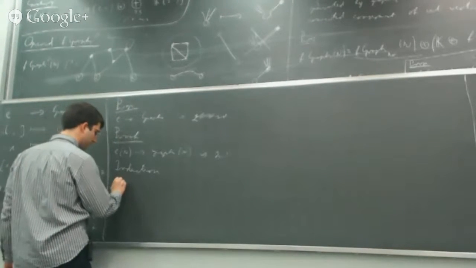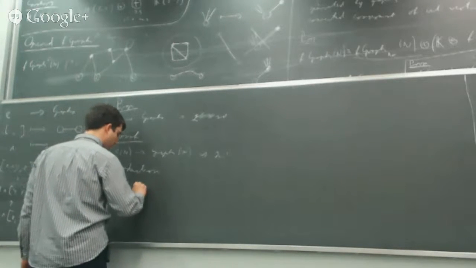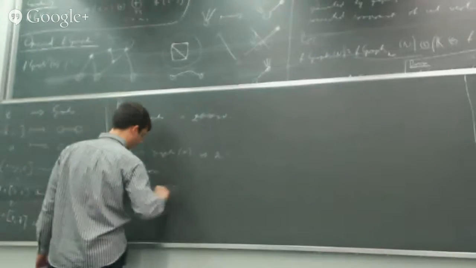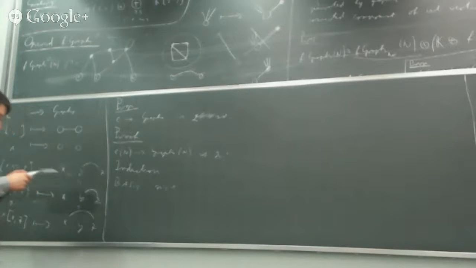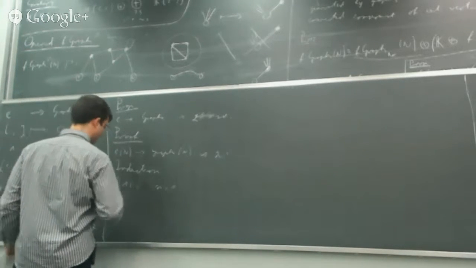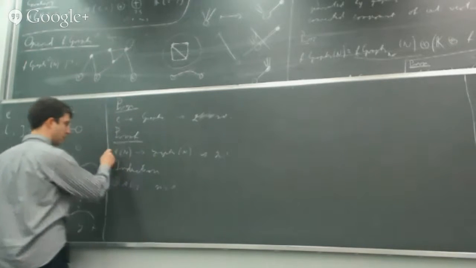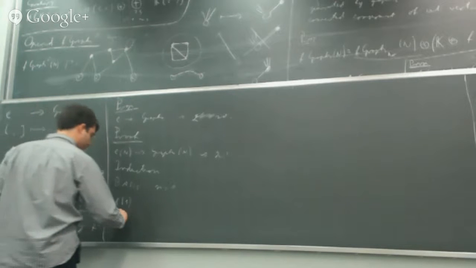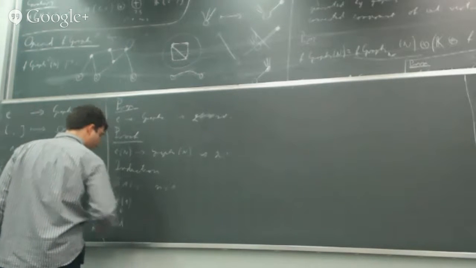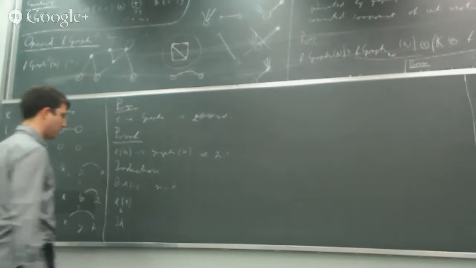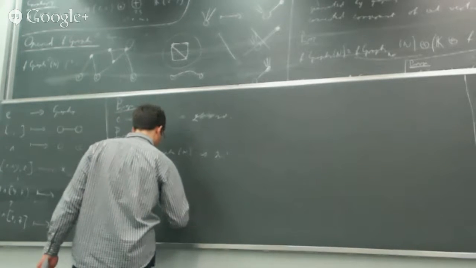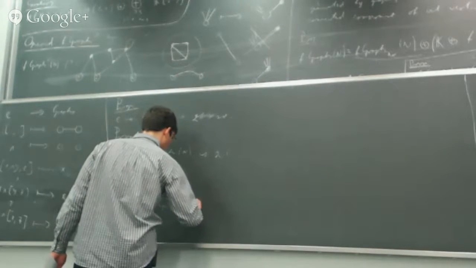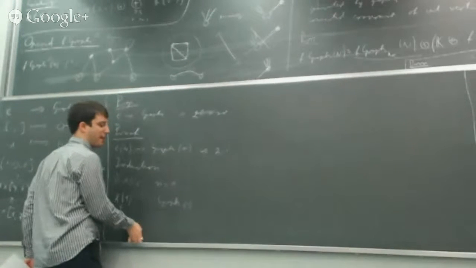Basis, n equals 1. Here I have only identity. In E1, there's only one element, identity. But in graphs 1, I have many elements.